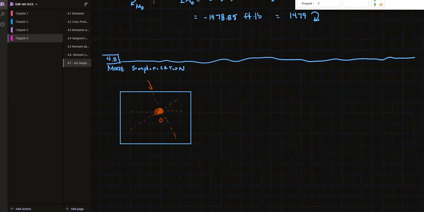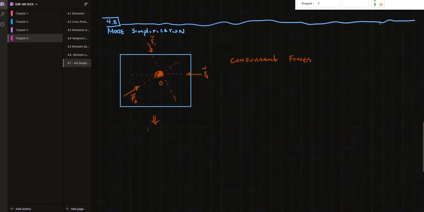So I have a force coming in from this direction. I have a force maybe coming over here. And I have a force here. Say, so I have three forces heading towards O. So with concurrent forces, we can then replace all three of those forces with one resultant.